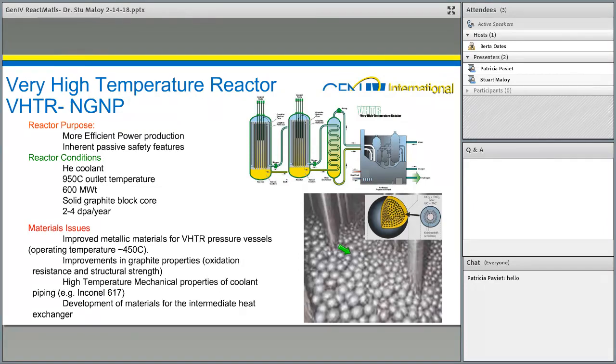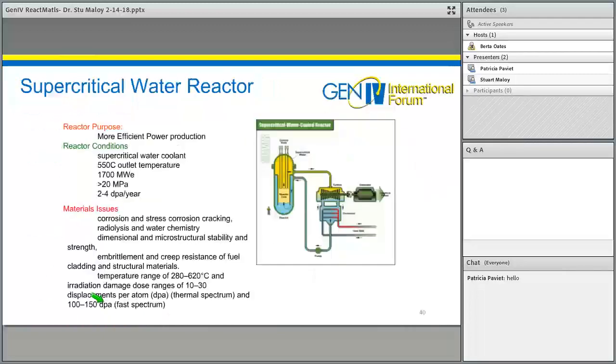So now let me get into the different Gen 4 reactor concepts. The very high temperature reactor is a thermal-based reactor. Its purpose is more efficient power production by running at a higher temperature, and it also has some inherent passive safety features. In this case, the coolant is helium. The temperature is very high, up to 950 C outlet temperature. And for that reason, it uses a solid graphite block core. And since it's a thermal-based reactor, its buildup in dose is about 2 to 4 dpa per year. But the materials issues relate to improved metallic materials for the very high temperature reactor pressure vessel, as well as improvements in graphite properties, improvements in the high temperature mechanical properties of the coolant piping, where Inconel 617 is the proposed material, and development of better materials for the intermediate heat exchanger.